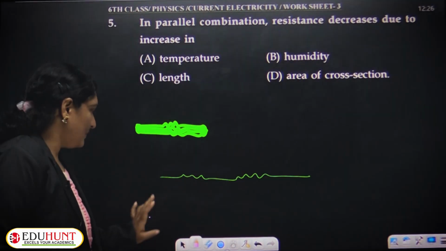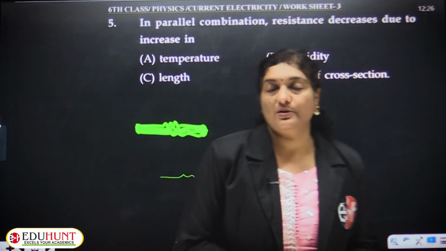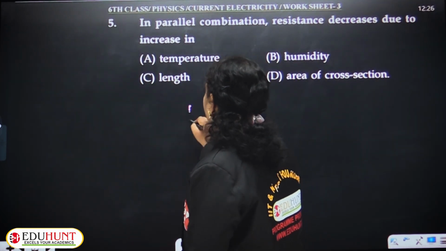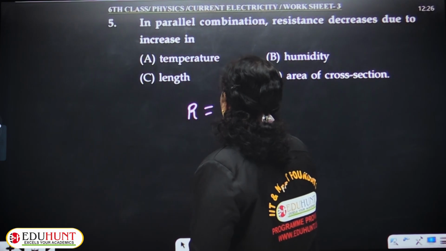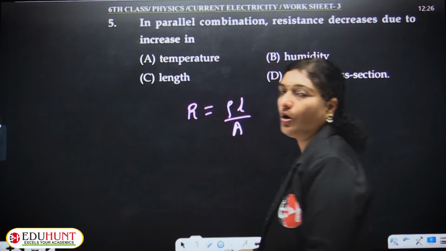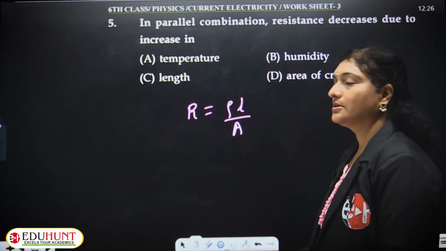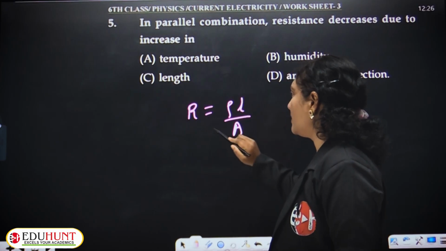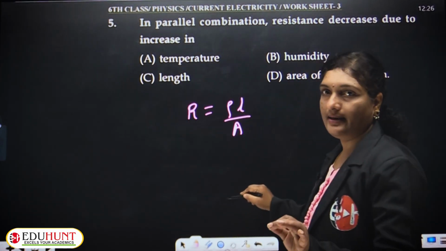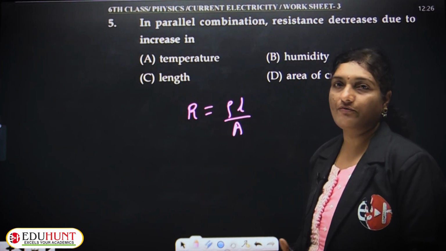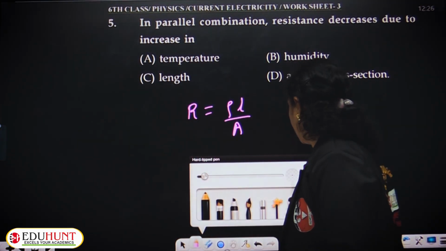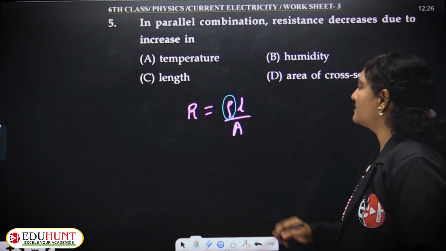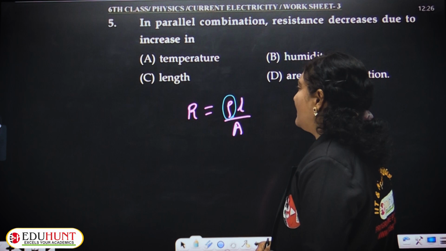This is a pictorial explanation, but I have already explained the concept: R is equal to rho L by A. Here R is the resistance, rho is the resistivity, L is the length of the conductor and A is the area of cross section. Resistivity is always constant. It indicates the property of a given material.